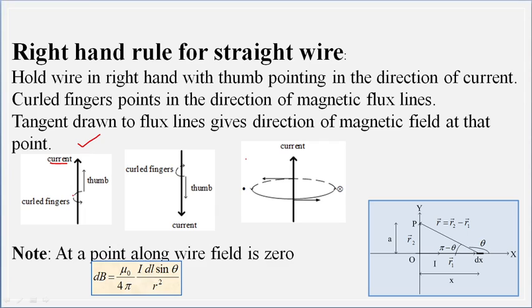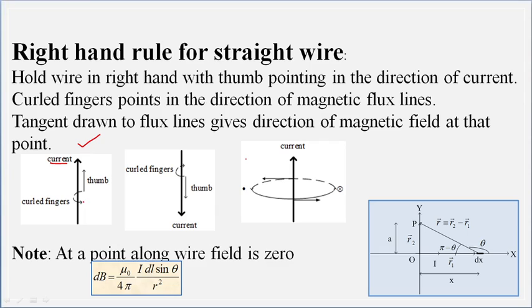It is a closed path. Magnetic flux is a closed path. Magnetic field lines are closed paths. Electric field lines are not closed. They originate from positive charge and terminate on negative charge. But magnetic field lines form a closed path. They are not open. This is the direction of the flux.